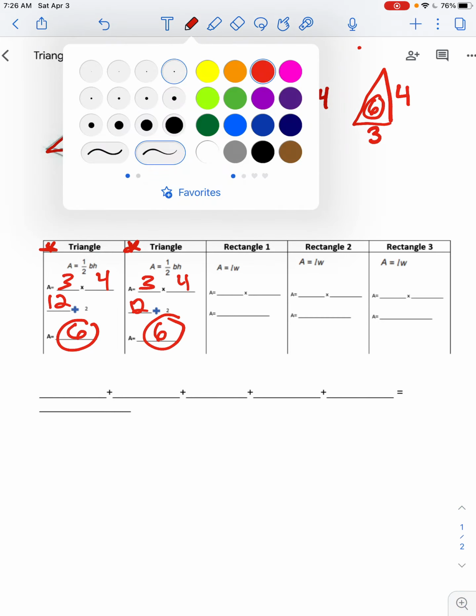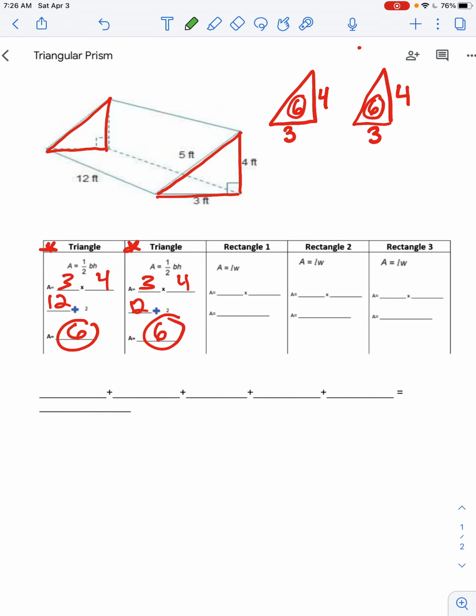I'm going to change colors now to do our rectangles. And remember, they're not all the same rectangles. However, all of our rectangles are going to have the length of 12, because if you see this, we're going to start with a base. 12 is our length. If I were to pull this rectangle out, you can see 12 is the length, and then you can see 3 is the width if I highlight this right here.